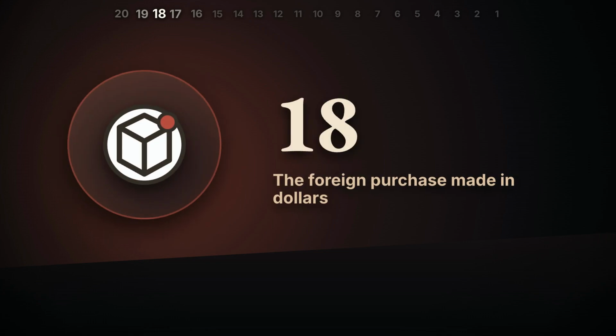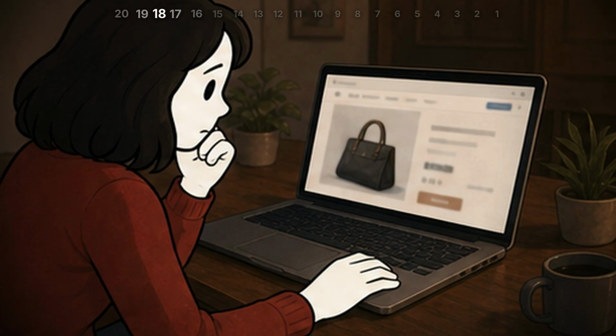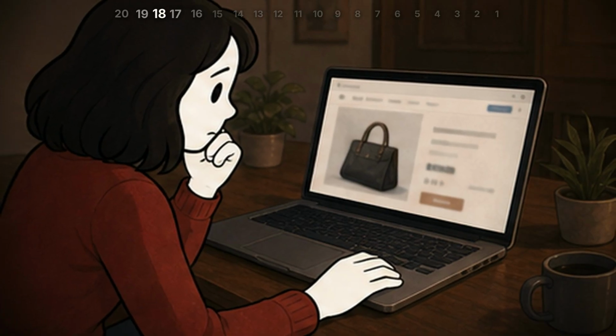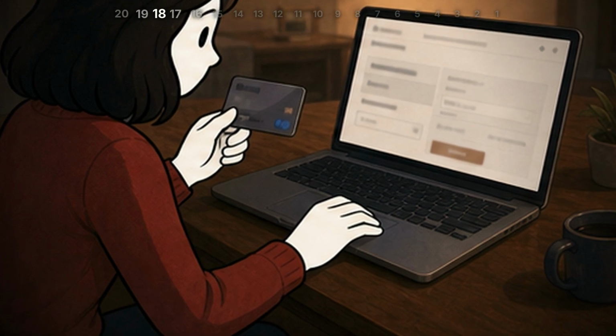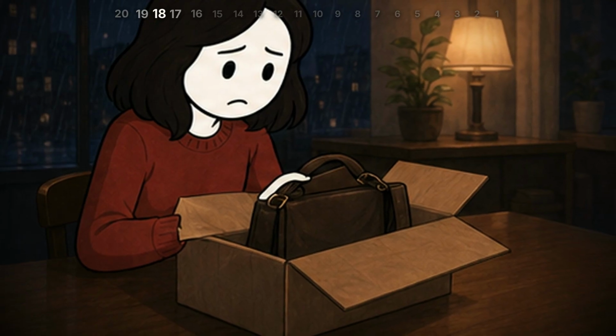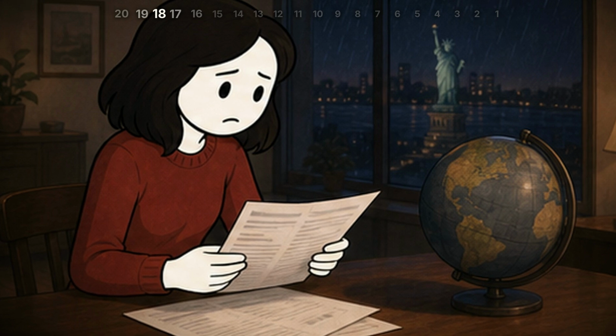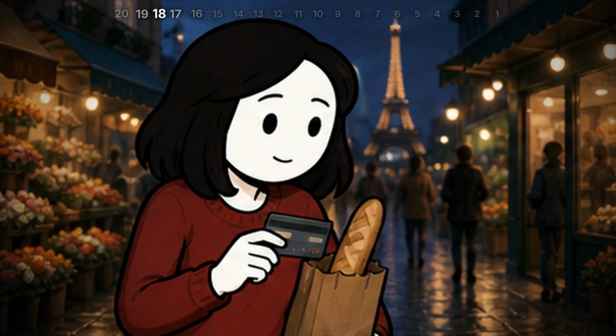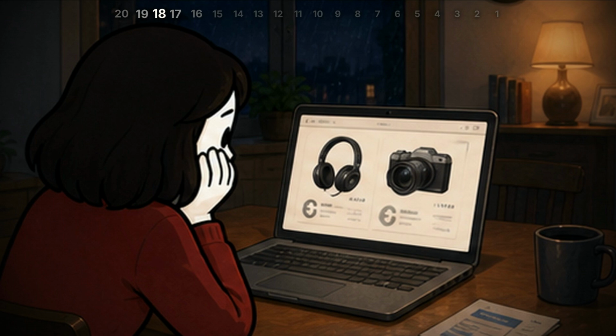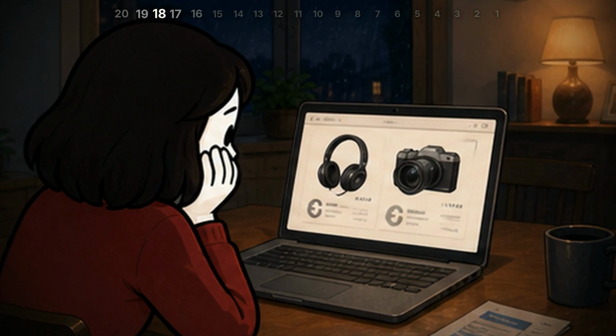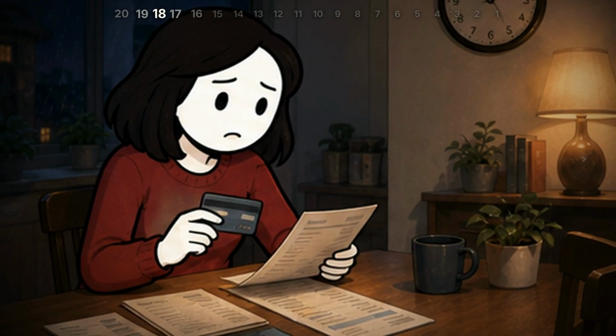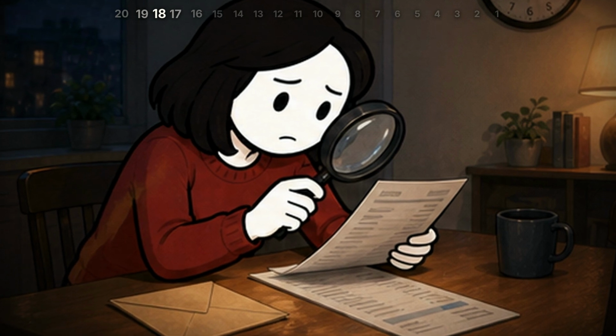Number 18, the foreign purchase made in dollars. An online store shows US dollars. You pay in US dollars. Your card still adds a foreign transaction fee. The merchant may be based outside the United States, and the card agreement can treat that purchase as foreign. The currency shown on the screen doesn't settle the question. The card's pricing table does. Search it for the words foreign transaction.